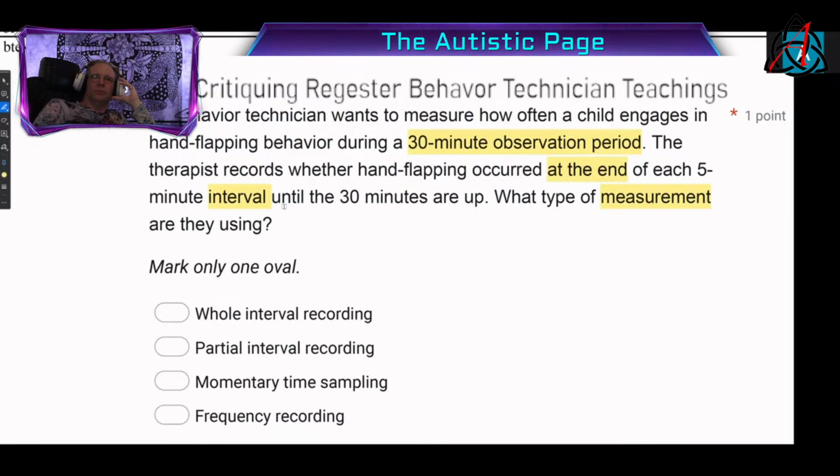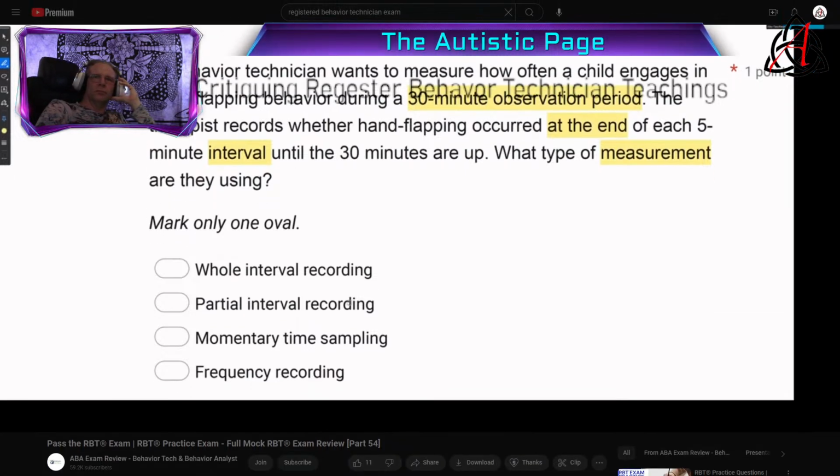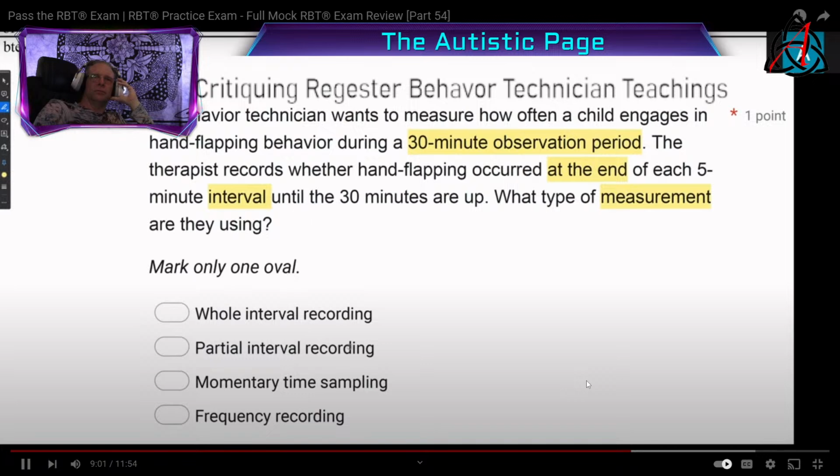So if we're taking data, not during the interval, but at the end of each interval, what type of measurement are we using? A, whole interval recording. Now, with whole interval recording, if we have 5-minute intervals, that behavior has to happen that whole 5 minutes. That's what we mean by whole interval recording. If we have B, partial interval recording, then that behavior only has to happen for a piece of the interval. 1 second is enough for partial interval recording.